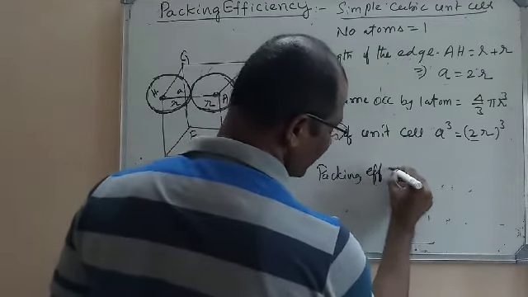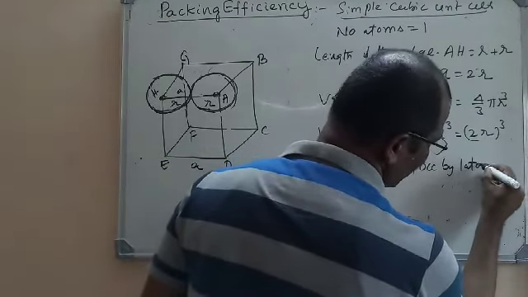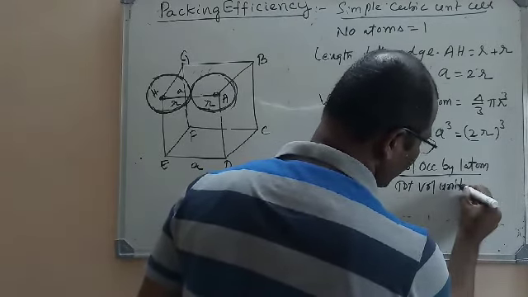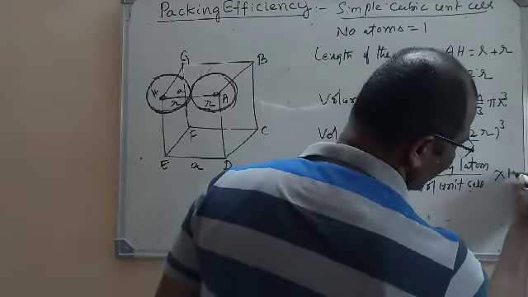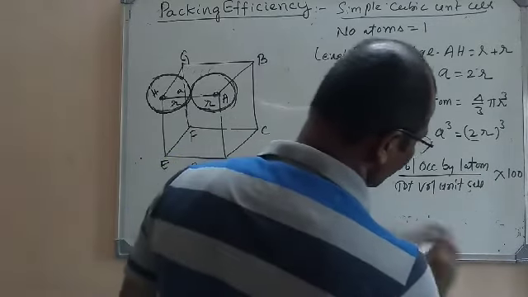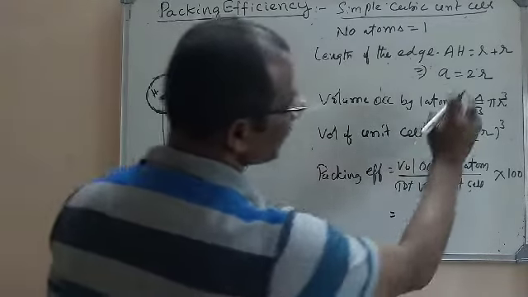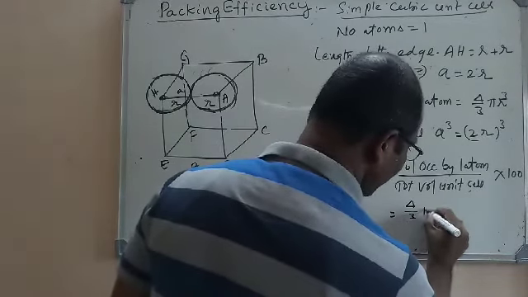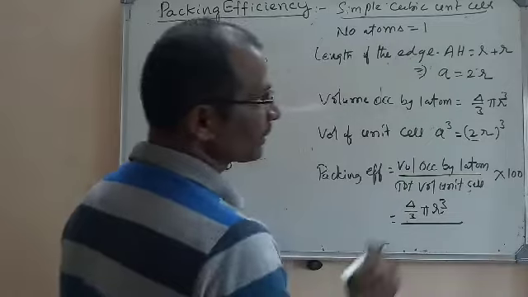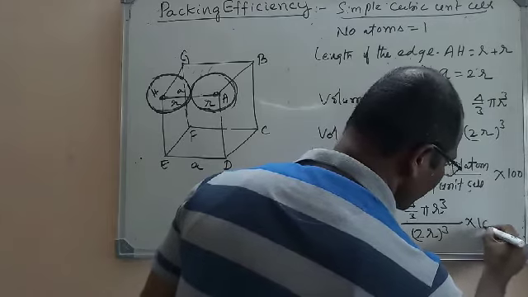Packing efficiency is equal to, what is the formula? Volume occupied by one atom divided by total volume of unit cell, into 100. Only one unit cell here. So the volume of one atom, already written there, is 4 by 3 pi r cube, divided by the total volume of the unit cell. What is the volume of the unit cell? 2R whole cube. 2R whole cube into 100.